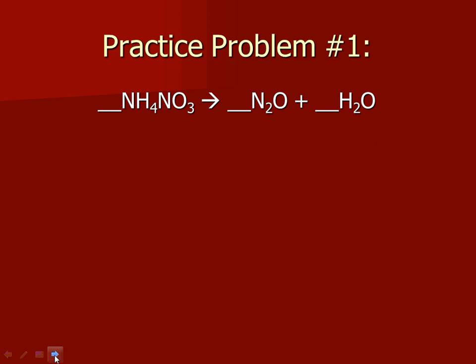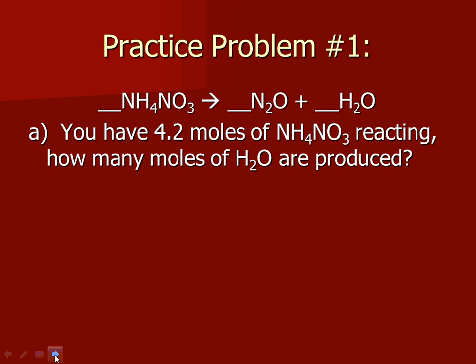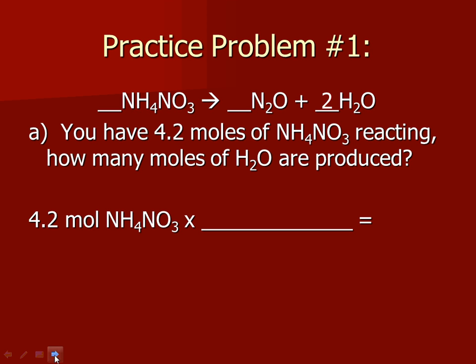So if you take this chemical reaction, NH4NO3, it's going to decompose into N2O and H2O. Well, that's not a balanced equation, right? So we need to balance this equation first. Let's see if we can get to that part. There we go. So now we have a balanced equation, and the question asks, you have 4.2 moles of NH4NO3 reacting. How many moles of H2O are produced?